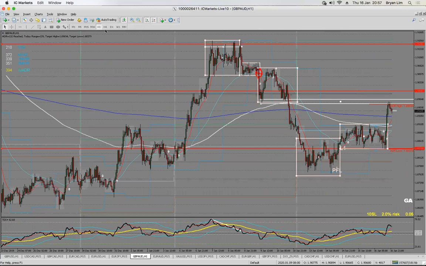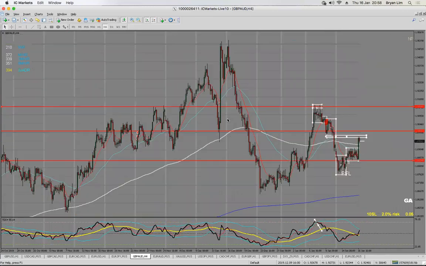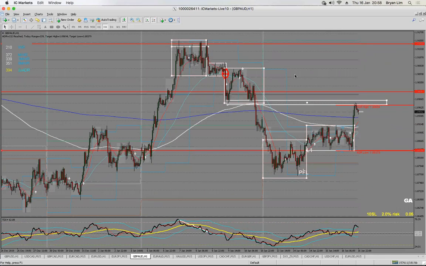Now these are the levels on pound Aussie dollar. Let me just plot the levels with you guys. So on the H1, this is our level 3 peak, where this box is.